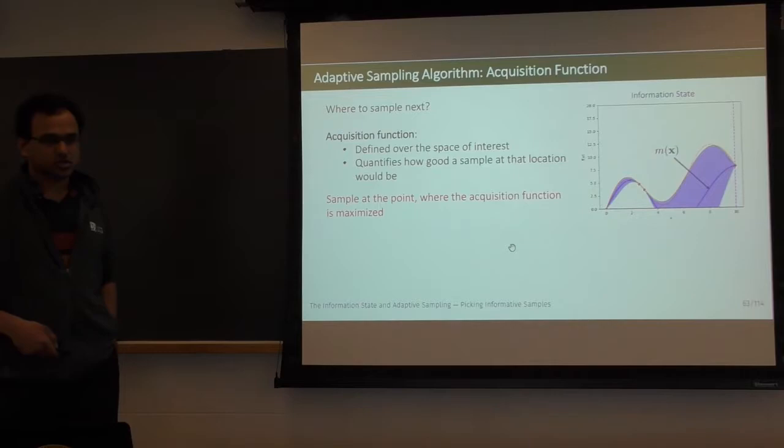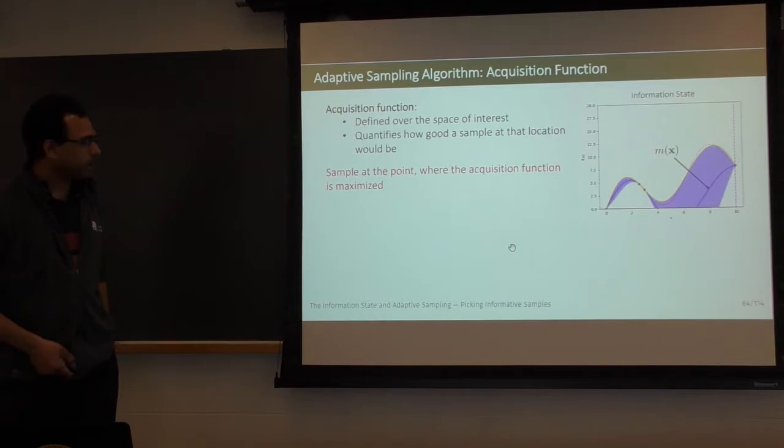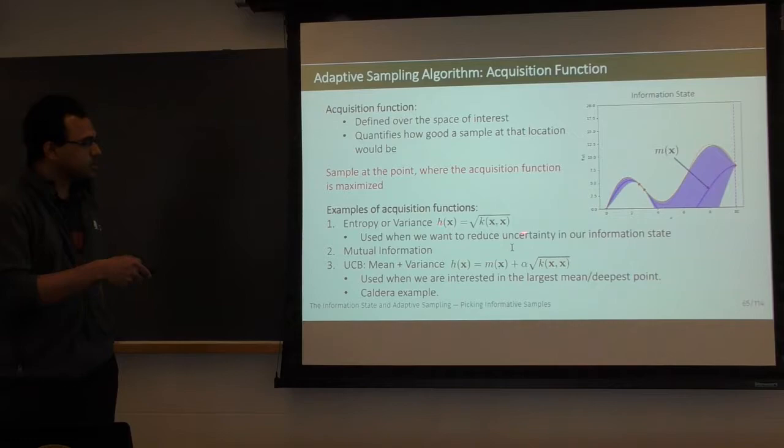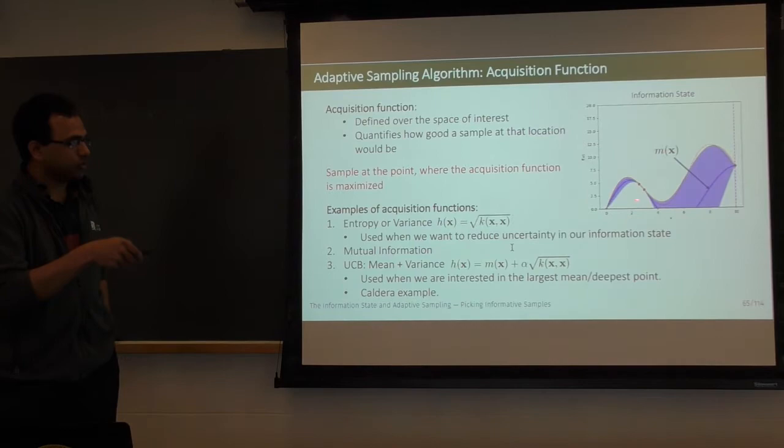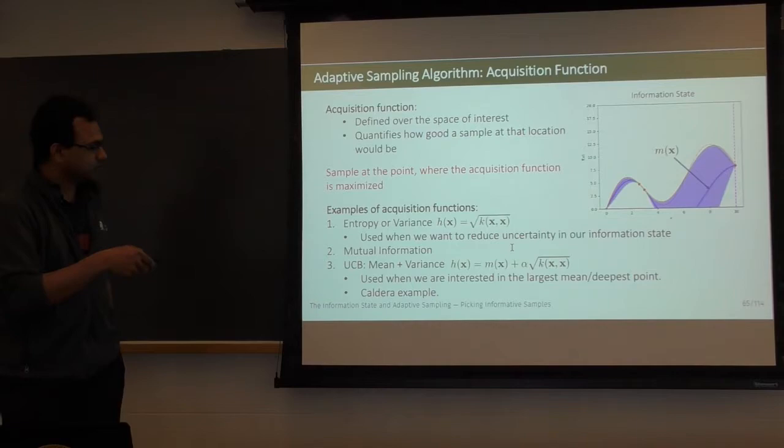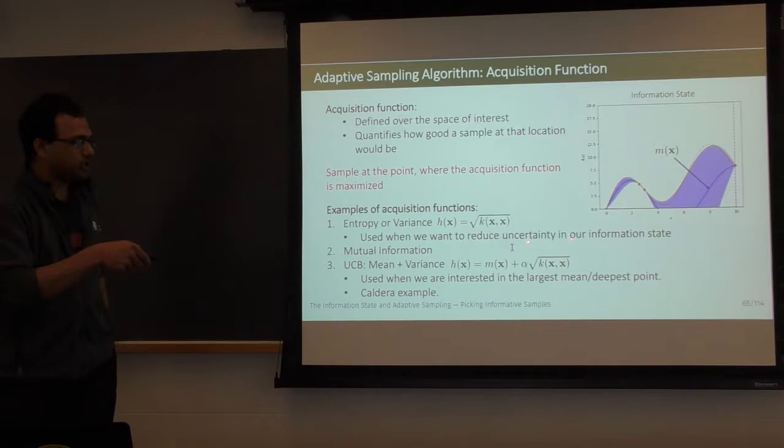Let me make it more concrete by giving a few examples of acquisition functions. A first example is entropy or variance. The variance here is larger, so I would be better off sampling here than at, say, 3, where I already know the information. So that is entropy or variance. That could be one of the acquisition functions. Similar is mutual information. I won't give the equation, but both mutual information and entropy or variance are used when we want to reduce the uncertainty in our information state.